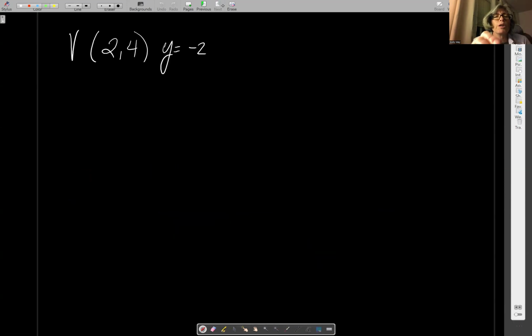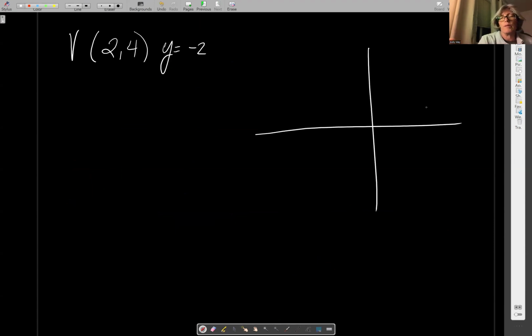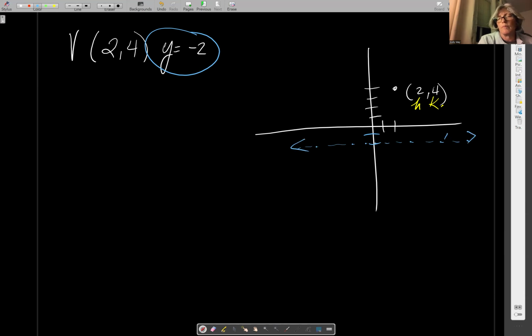Let's do one more here. Your vertex, we're going to do it at 2 and 4. That's our h and our k. And our directrix is y equals -2. That means your p is going to be 1, 2, 3, 4, 5, 6, 6 in this case.